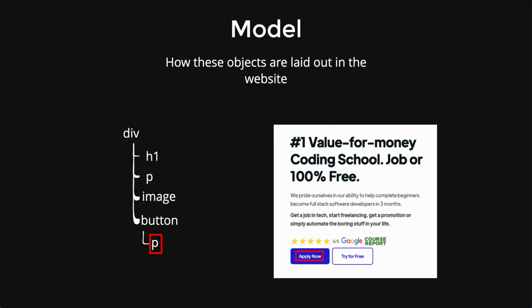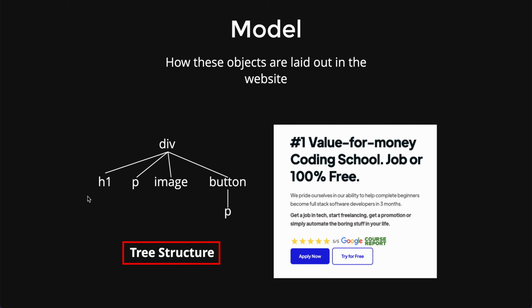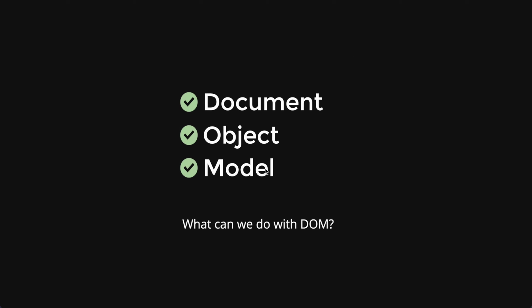So this is roughly how it looks like. In computer science, this is a tree structure. Essentially, you have your div over here, and after that, it contains all of the different website elements. And inside our button, we have the paragraph tag as what you see over here. And that's it for the model. So what can we do with DOM?